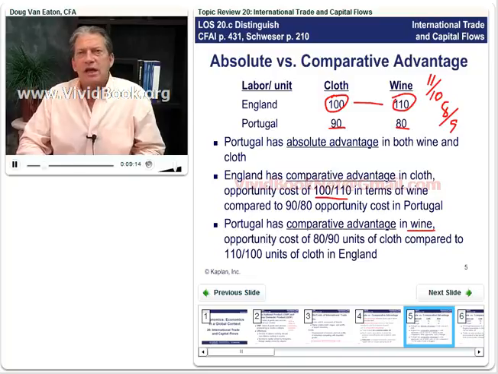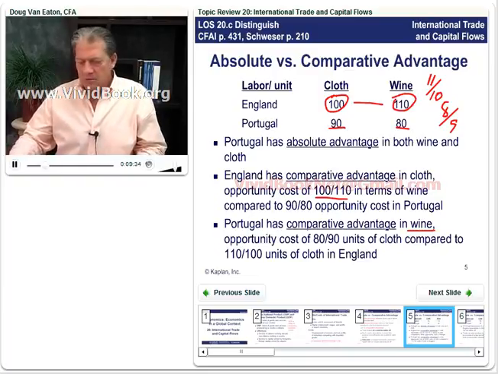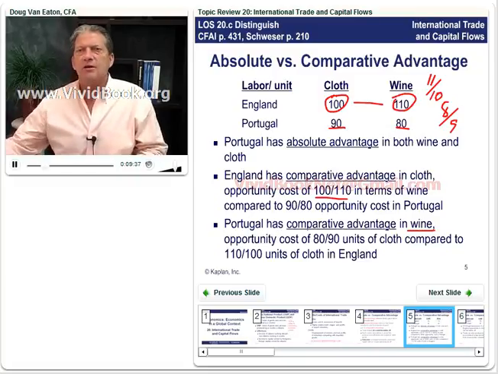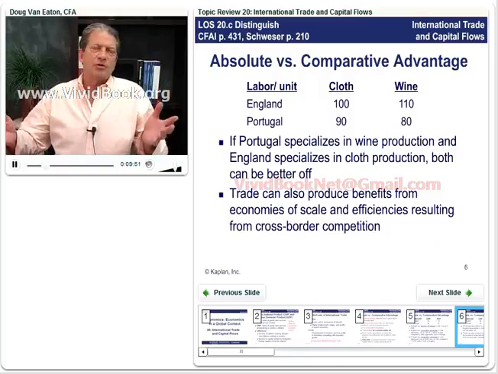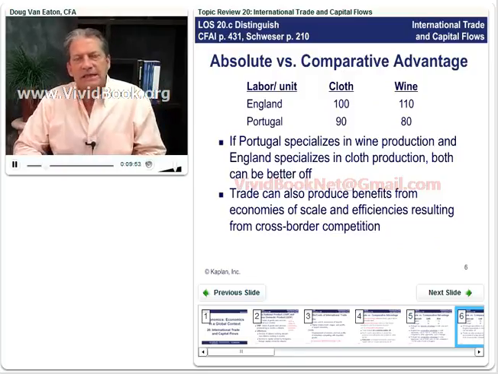So what should the outcome be? Well, if Portugal specializes in wine, the good in which they have a comparative advantage, and England specializes in cloth, then given the resources available, we're going to be able to produce more of both. And by trade, both countries can be made better off. So that's the idea here, and make sure you can calculate those opportunity costs, and keep it straight which country has a comparative advantage in which good. And remember that absolute advantage doesn't tell us anything about the gains from trade.